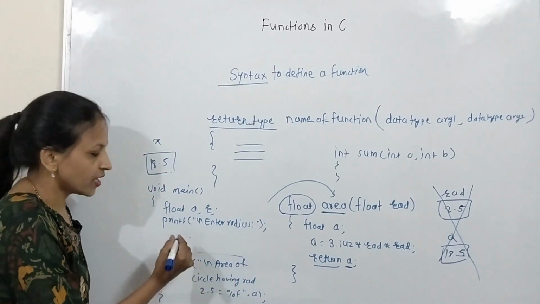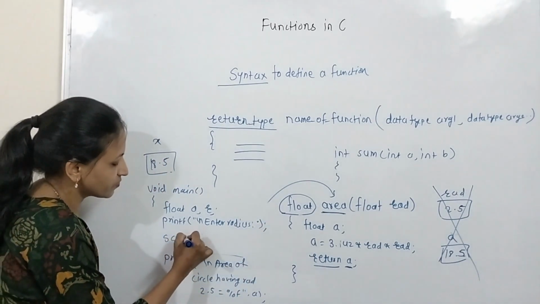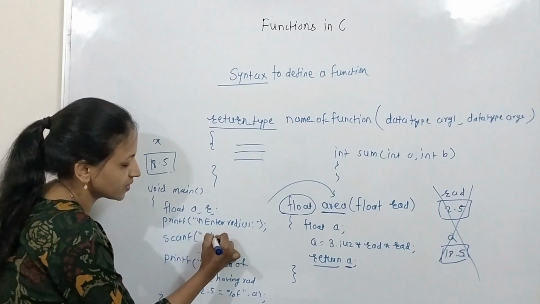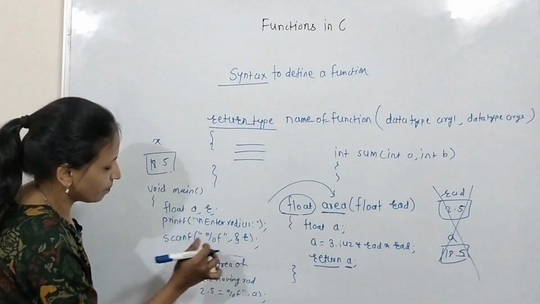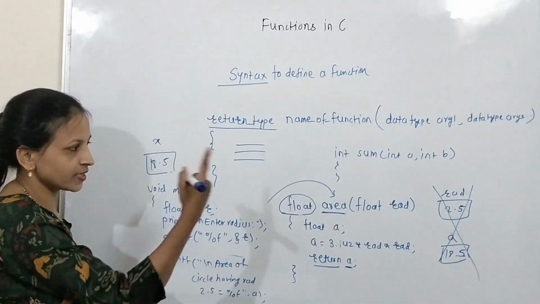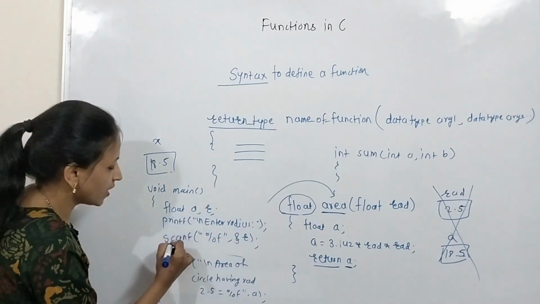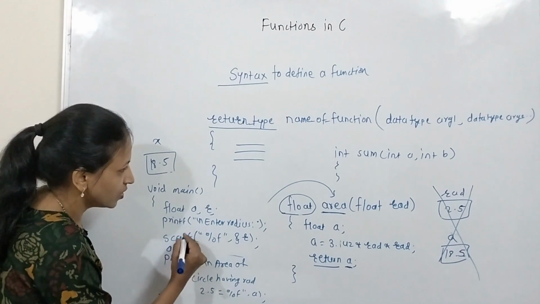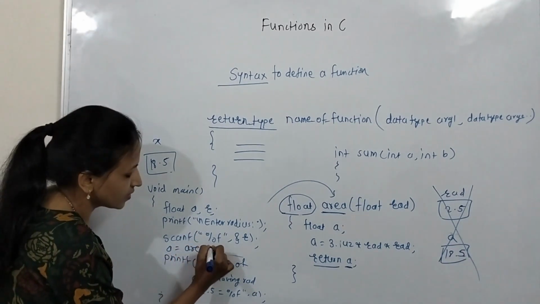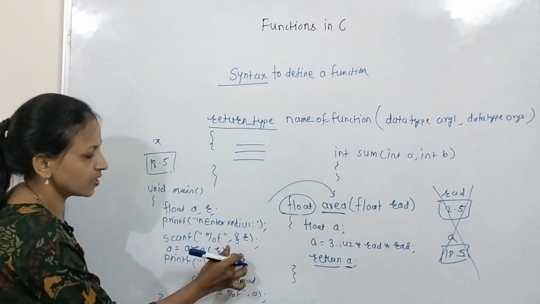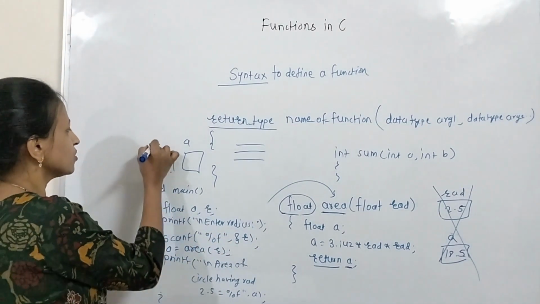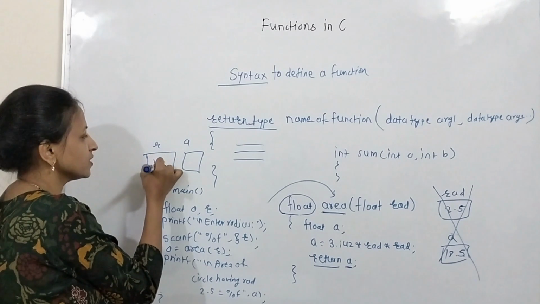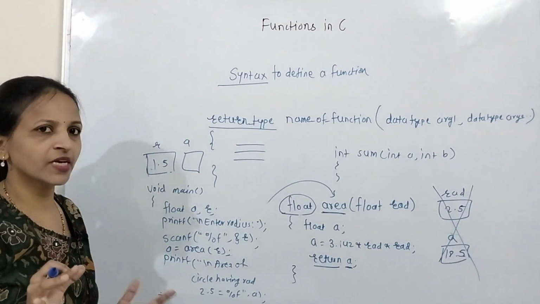In this way, we have to accept that radius first, like using scanf("%f", &r), and then we will pass that radius to this function like a = area(r). That is again possible. Whatever radius the user is entering will get stored inside this r. Let it be 1.5, it may be anything.